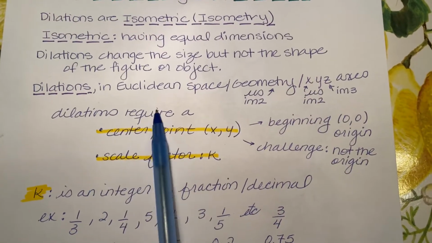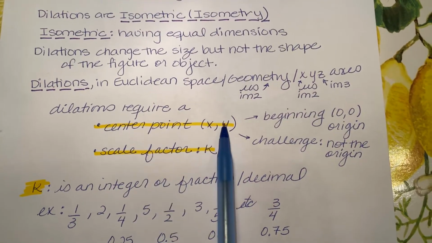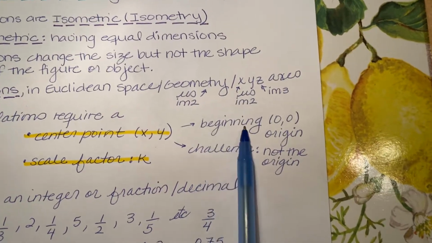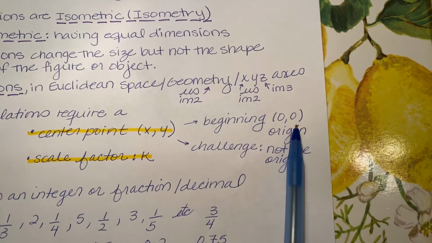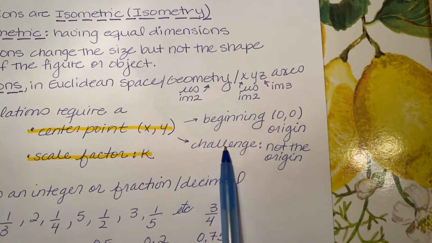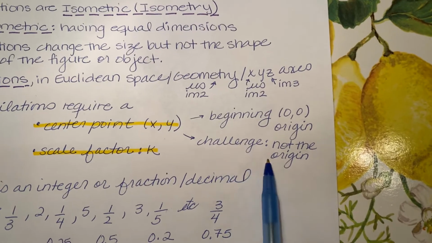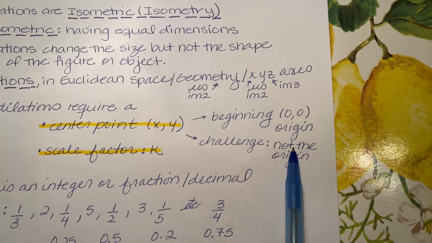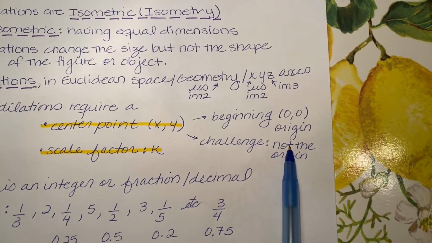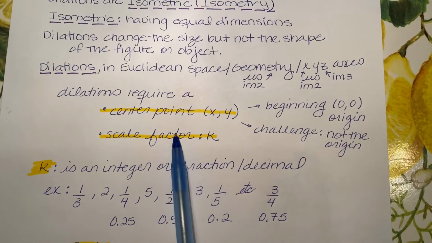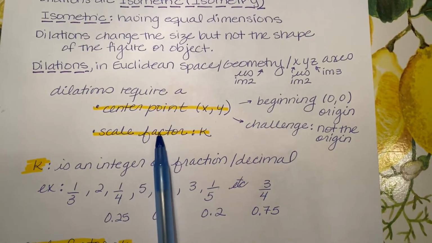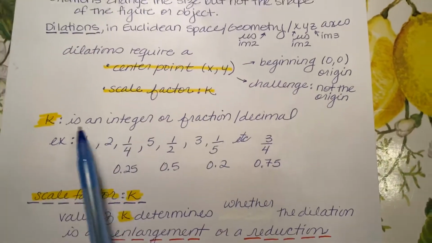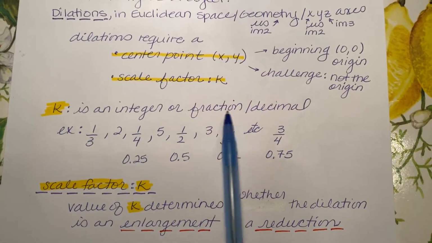Okay, dilations require a center point, (x, y). Now, for this entire assignment and my examples, we're in the beginning, so we're only using the origin. I will upload a challenge assignment, but of course I have to write it and shoot it. It's when it's not the origin. So this is extra credit, okay? All right, and you have to have a scale factor. So dilations have a center point and a scale factor, and these are both highlighted yellow on the examples, okay? All right, what is K? K is an integer or a fraction or decimal.